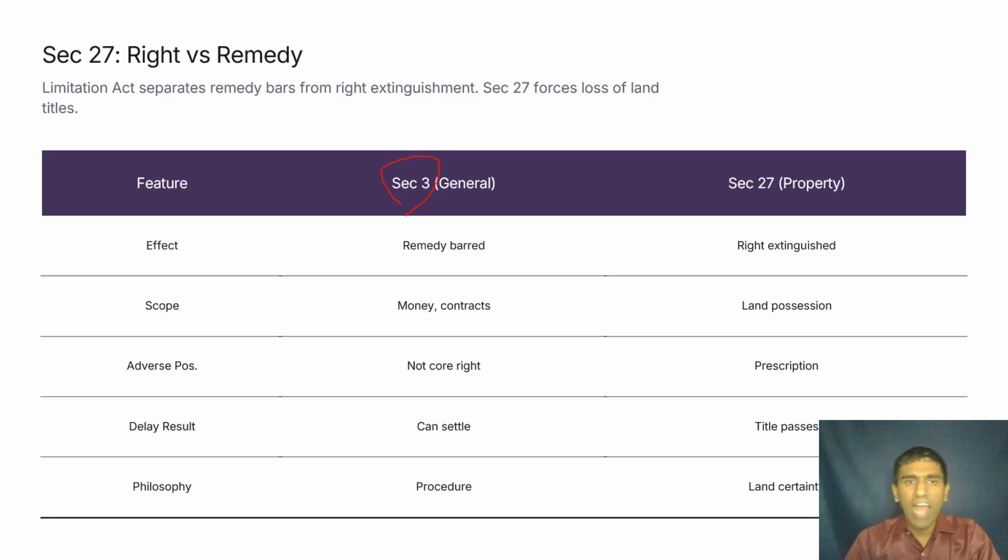As regards the scope of each of these sections, section 3 usually deals with matters relating to money, as in loans, debts and so on, and of course contracts in general, whereas section 27 exclusively deals with possession of land, as in it essentially deals with immovable property, that is land, of whoever has the right to said land. Then adverse possession of whatever matter of suit or property.